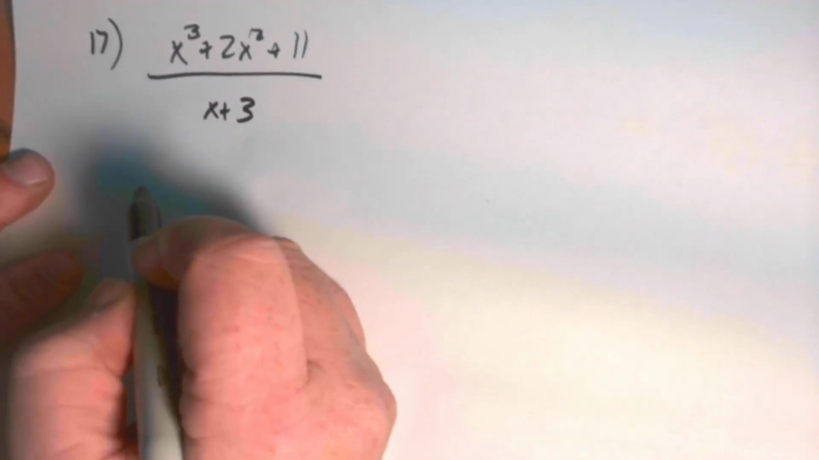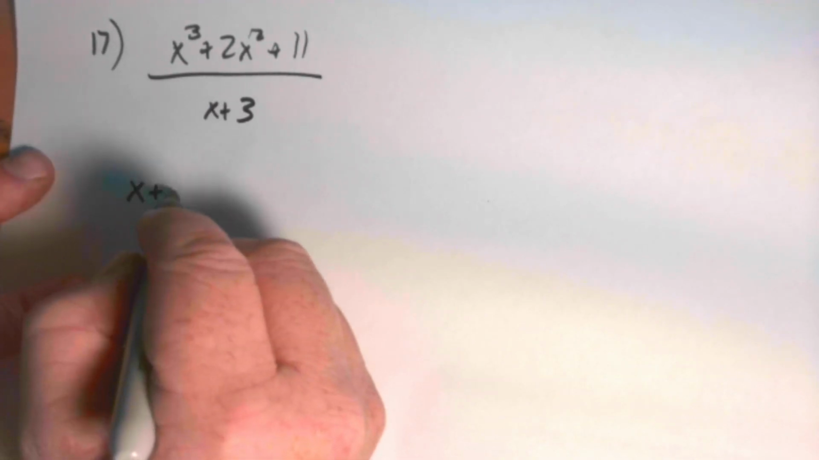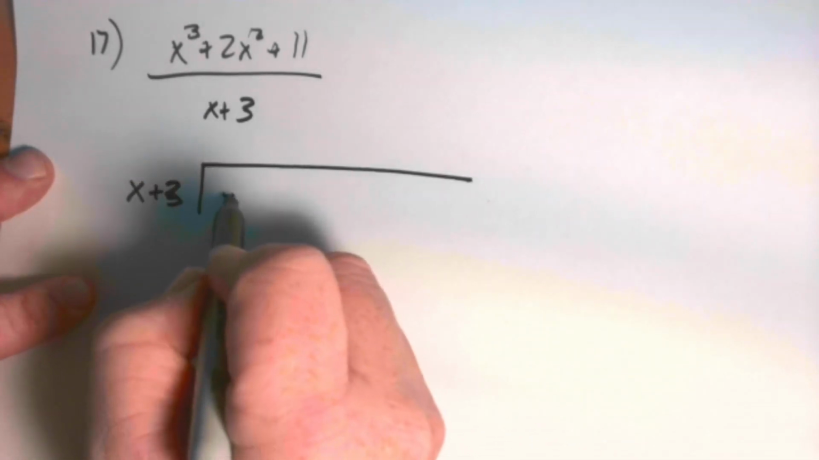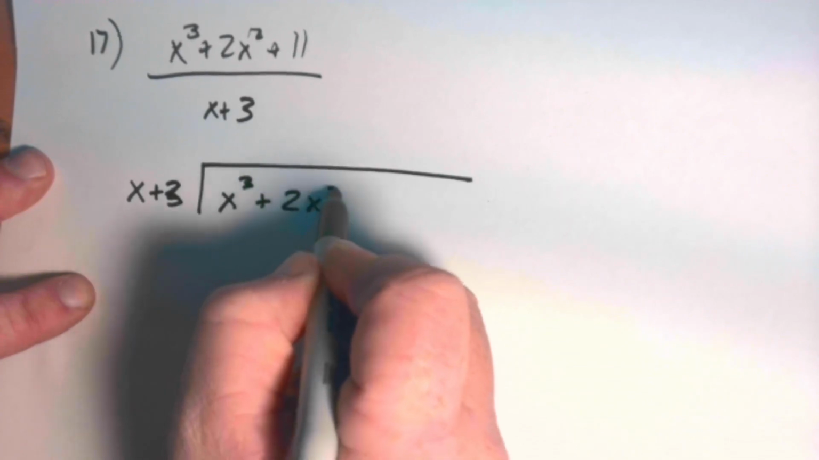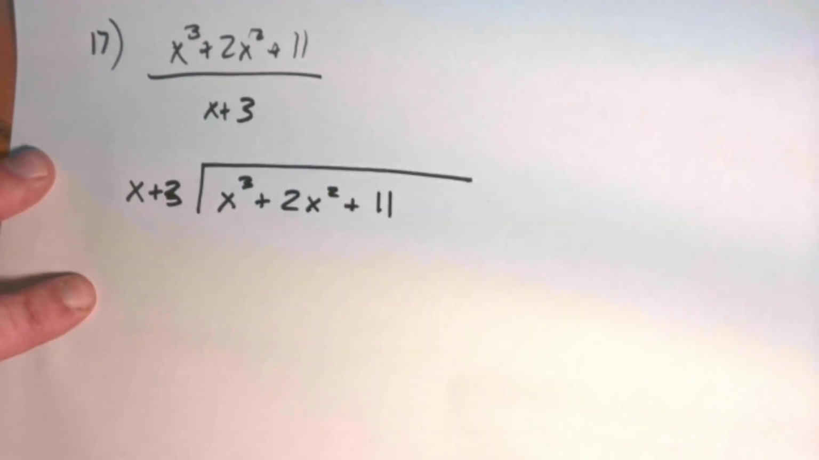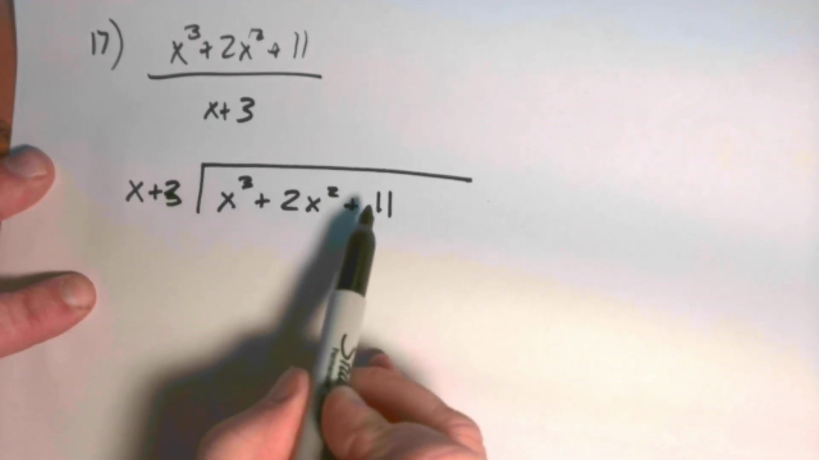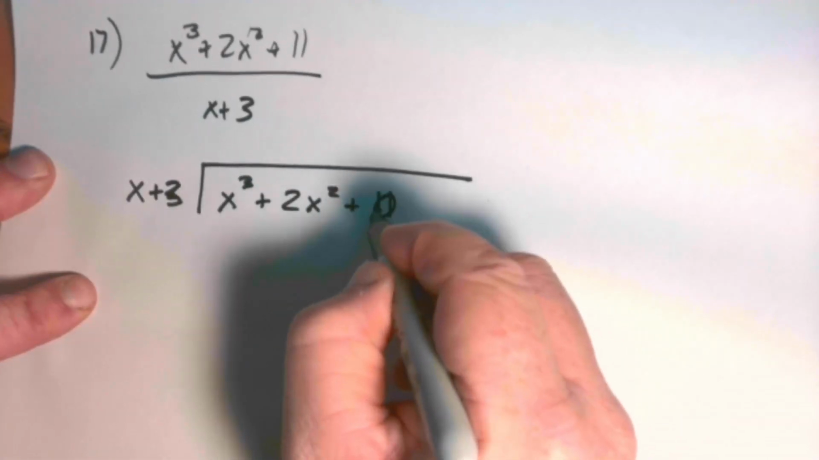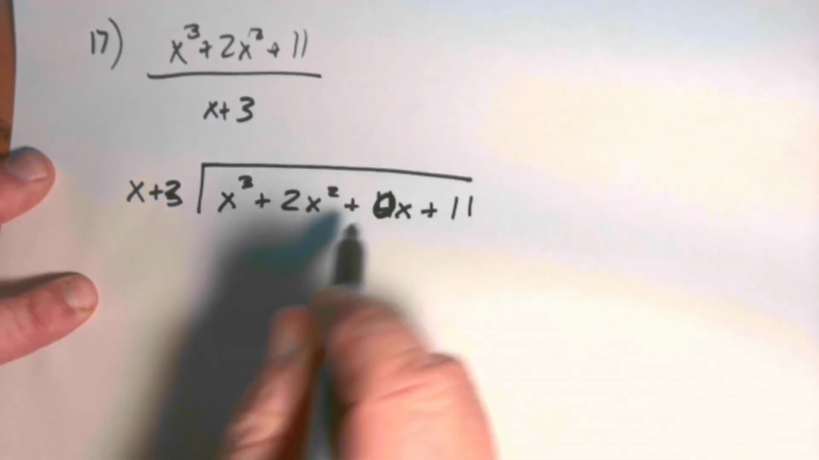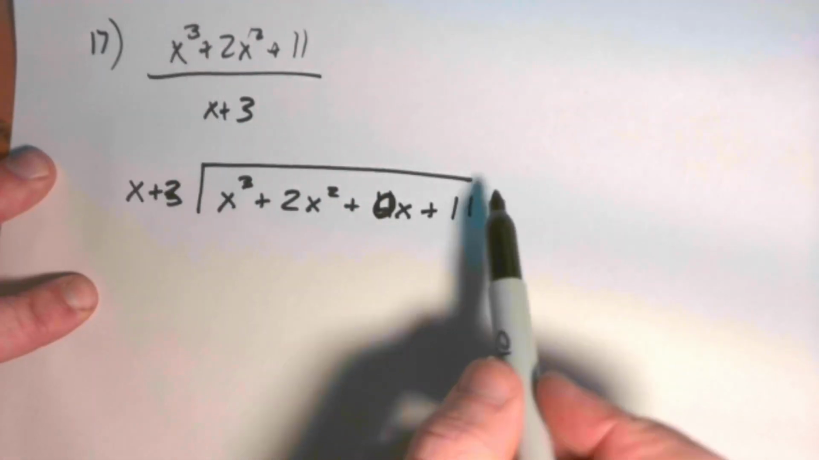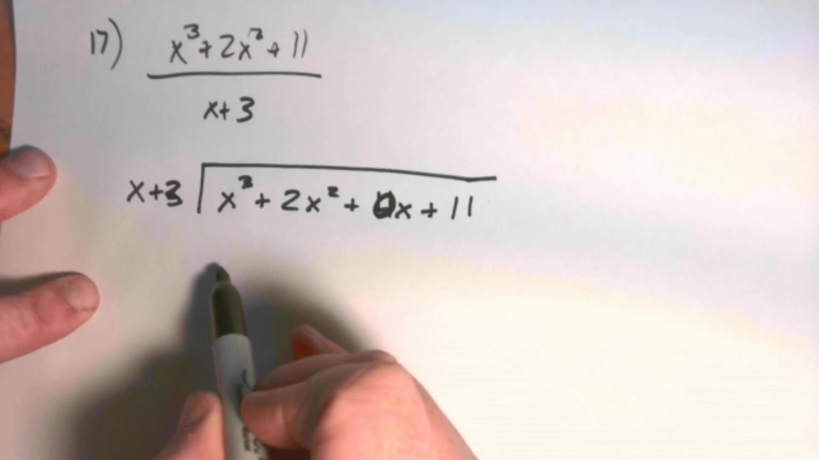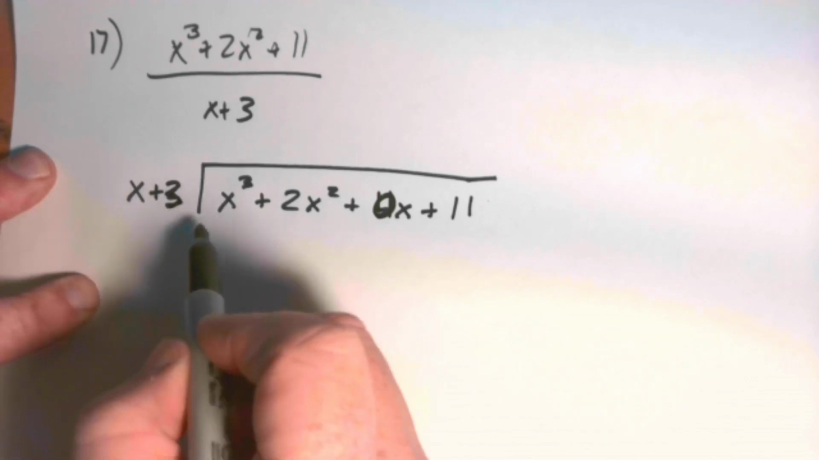Okay, so for long division, I'm going to go ahead and write the x plus 3 out here, and then underneath here, I'm going to write x cubed plus 2x squared plus 11. Again, we want to make sure we're not missing any terms, and I could see that I'm actually missing an x term. I have x cubed, x squared, and so I actually need a 0x plus 11. So I've got a cubic function, and so I need to have 4 terms there. Okay, so we'll go ahead and do this.